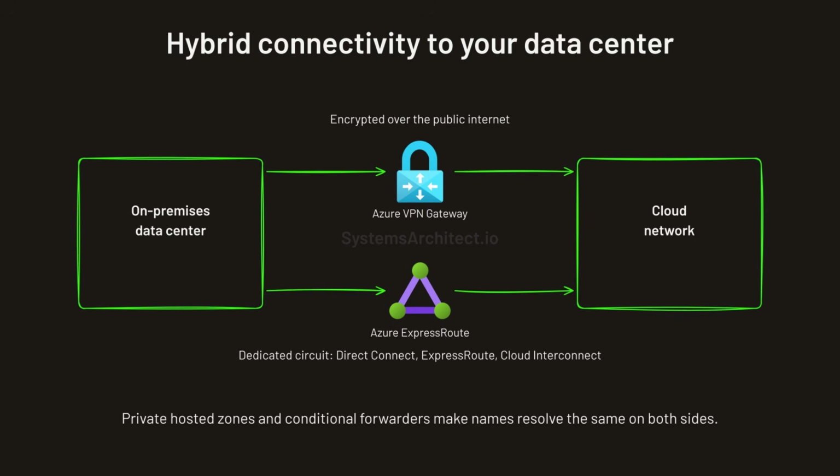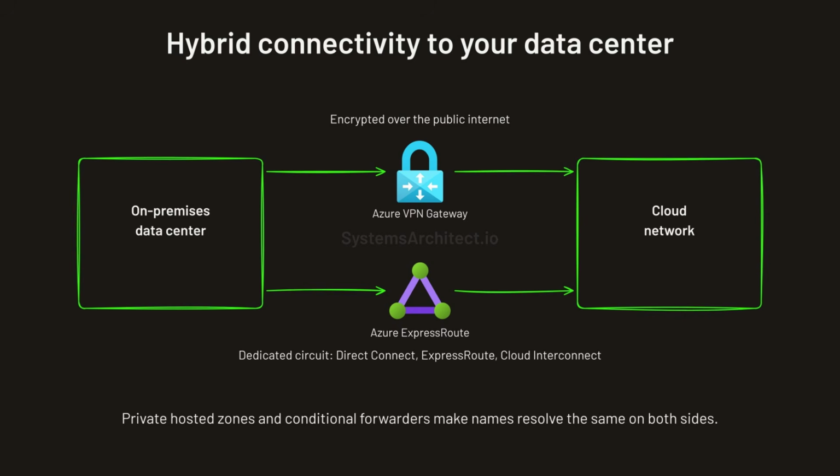Hybrid connectivity joins your cloud network to on-premises infrastructure. A site-to-site VPN over a VPN gateway is quick to stand up. It rides the public internet encrypted. Dedicated circuits go further. They are sold as Direct Connect on AWS, Express Route on Azure, and Cloud Interconnect on Google Cloud. Those give consistent latency and cheaper egress at the cost of weeks of lead time.